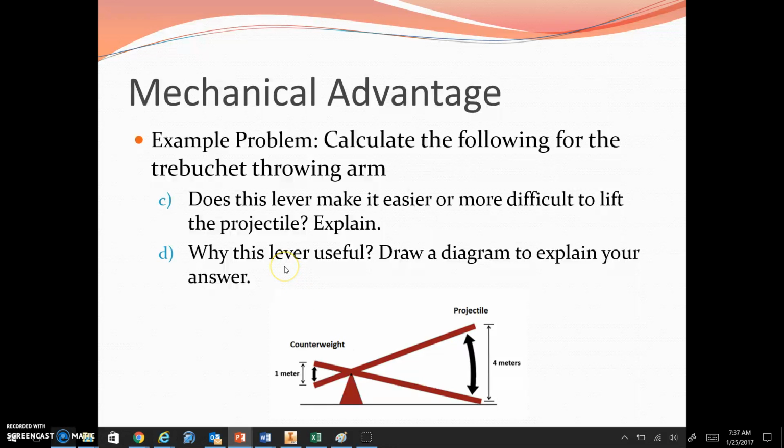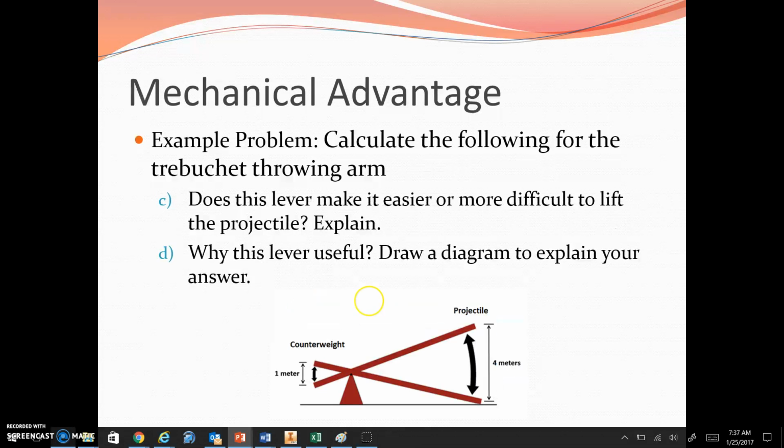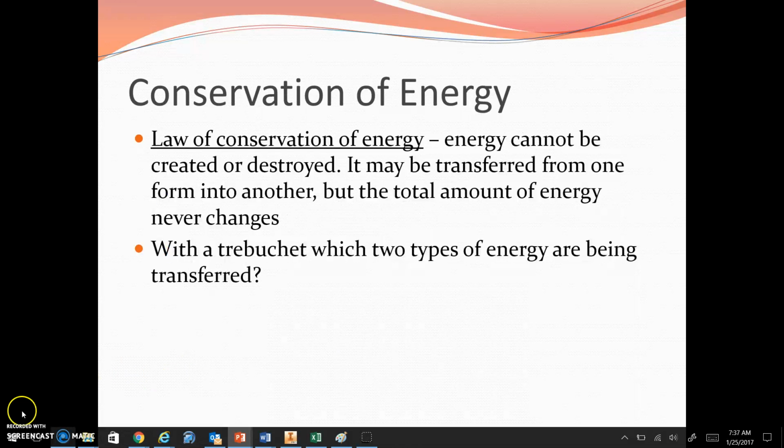Now, C says, does this lever make it easier or more difficult to lift the projectile? This would actually make it much harder to lift it. We got this the wrong way around, really. But that's not what we're looking for, is lifting something. We're looking to use this lever, the mechanical advantage of it, to speed the projectile up. What I'm saying is this, unlike a normal lever, is not being used to help lift something. It's not making it easier to lift something. It's instead being used to speed something up, which in this case is the marble.